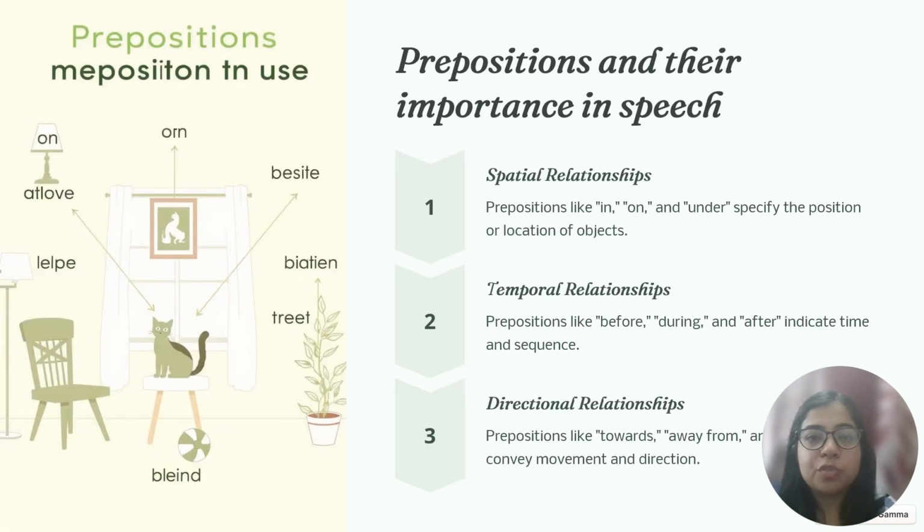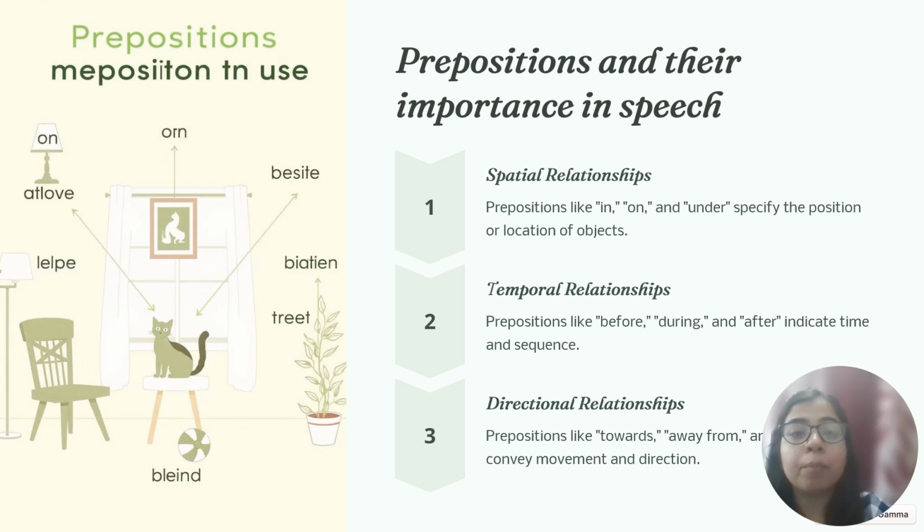The next part of speech which we will talk about is prepositions. When we need prepositions, first is when we are showing spatial relationships. Prepositions like in, on, under specify the position or location of an object. Suppose I say the book is on the table. Where is the book? It is on the table. The word table is not the preposition, table is the object, and book is the subject. So what word describes where the book is? The book is on the table. So on here is a preposition, or the book is under the cupboard.